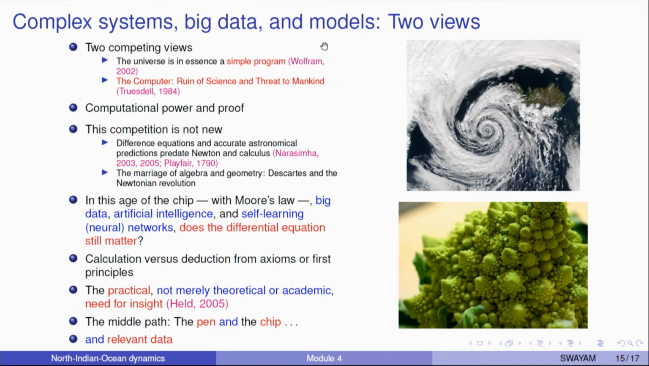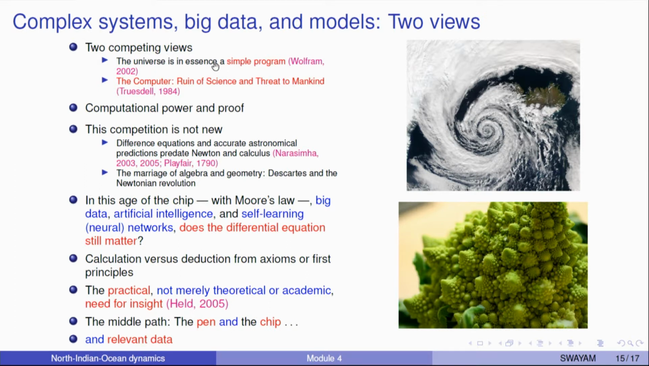In the ecosystem, the elements are adaptive. They can adapt to changes. That's not true of a climate system. It's a physical system, and the entire body of partial differential equations is available to analyze the complex physical system. So you have complex systems, you have big data and models, and through the run of science over centuries, we've had two views, two competing views.